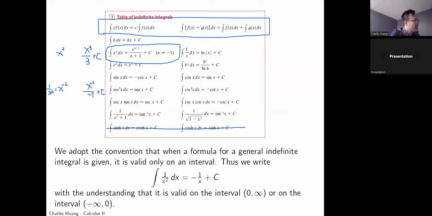But normally, I don't write x to the power of -1. I write it as 1 over x. And normally, I don't divide it by -1. I write the negative sign in the front. So that's how we end up with this result at the end as the antiderivative.